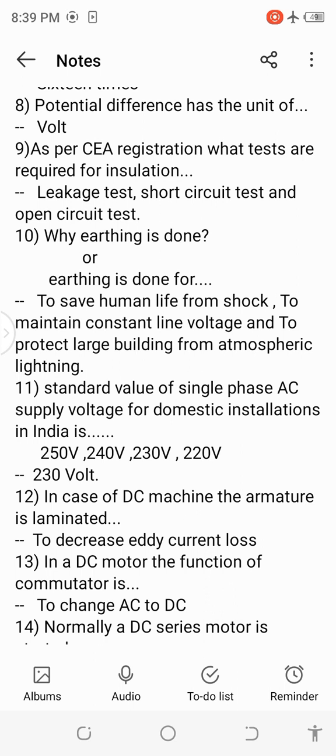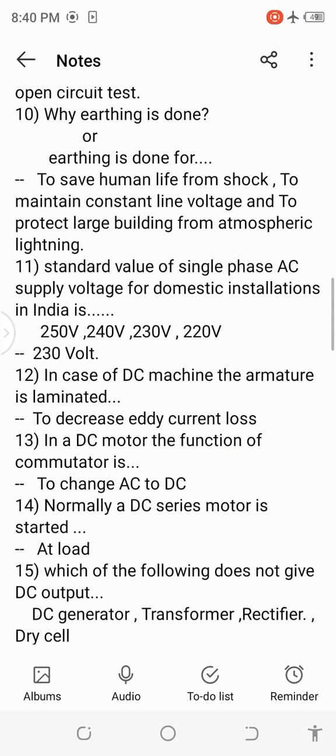10. Why is earthing done? Earthing is done to save human life from shock, to maintain constant line voltage and to protect large buildings from atmospheric lightning. 11. Standard value of single-phase AC supply voltage for domestic installations in India: 250 V, 240 V, 230 V, 220 V. 230 volt. 12. In case of DC machine, the armature is laminated to decrease eddy current loss.